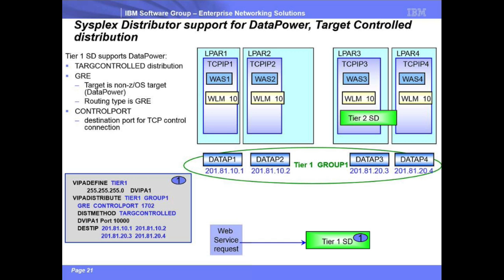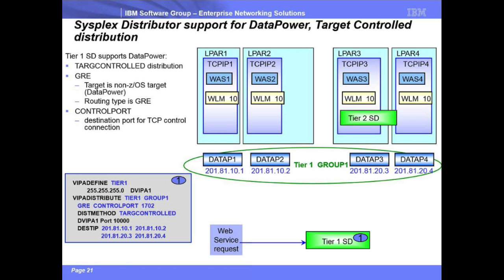So the Sysplex Distributor can route to DataPower based on processor availability on DataPower, and to do that it uses a new distribution method called target control distribution. So in this example, GRE is configured, and GRE being configured indicates that the target is a DataPower appliance and not a z/OS target. And because GRE is configured, it means that the distribution method of target control can be selected. In this example, the distributor will distribute to the DataPower appliances based on weights received from those appliances.